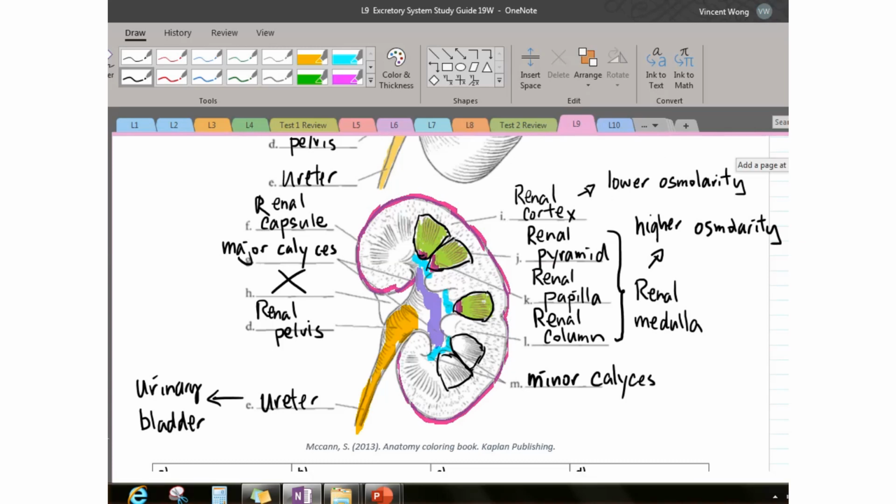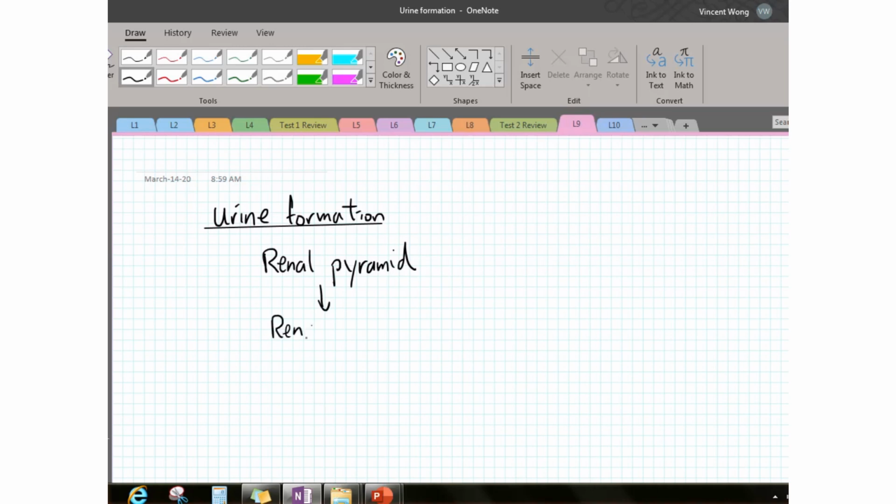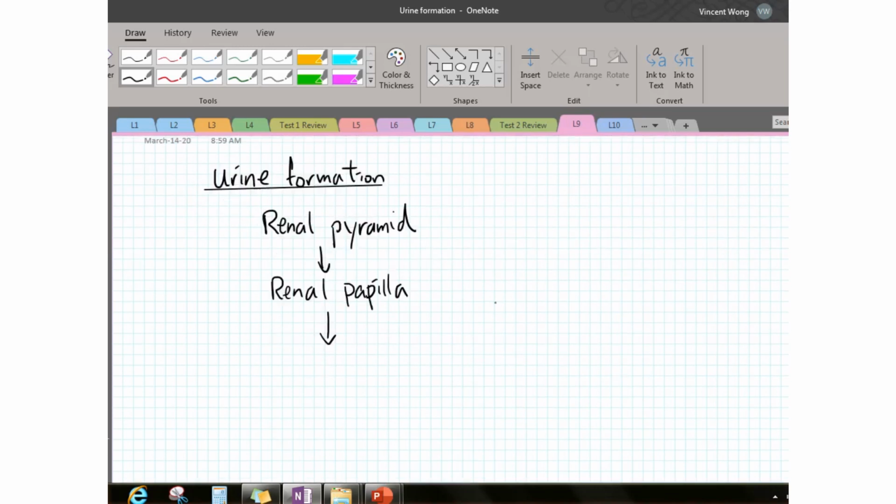So just to recap, in terms of urine formation, what do we have? Okay, so urine formation, we're going to start with the renal pyramid. From there, it's going to go towards the renal papilla, and then the renal papilla will drip into the minor calyx, the minor calyxes. From there, it's going to go into the major calyxes, which then goes into your renal pelvis.